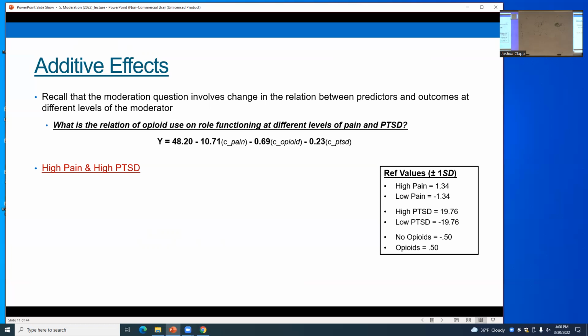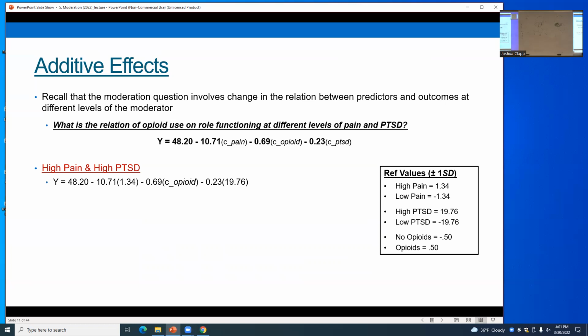So what I'm interested in is the relation of opiate use with role functioning at different levels of pain and PTSD. Matt, if I'm interested in the effect on role functioning, what coefficient am I interested in in my model here? You're interested in PTSD, isn't it just the PTSD one? What I'm really interested in is the association of opiate use with role functioning, my outcome, at different levels of pain and PTSD. So which coefficient am I interested in looking at here? Opiate use, 0.69, right?